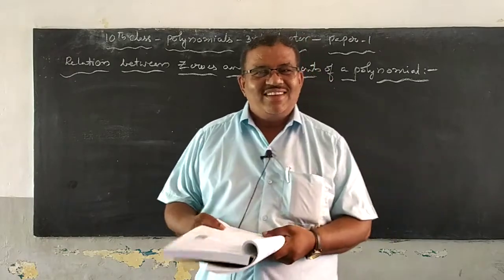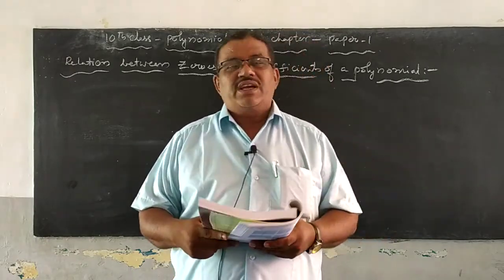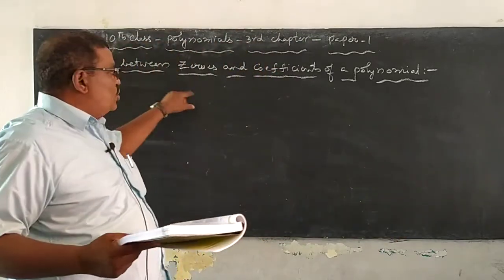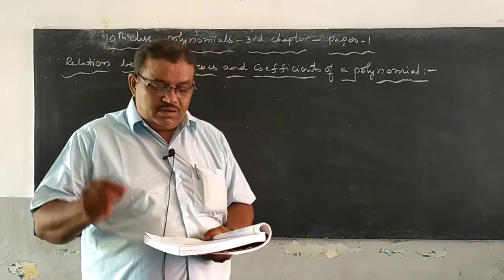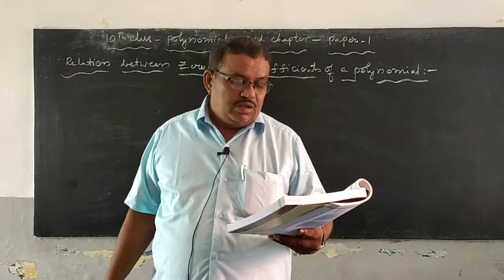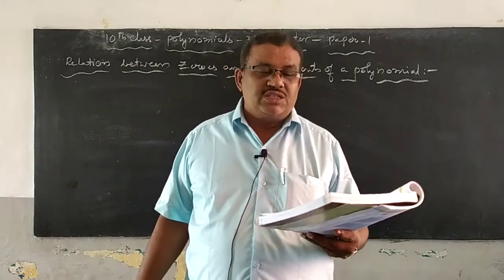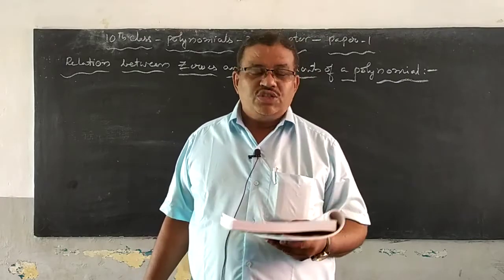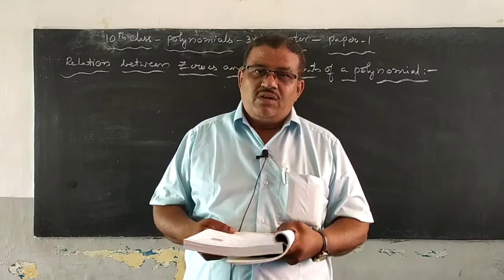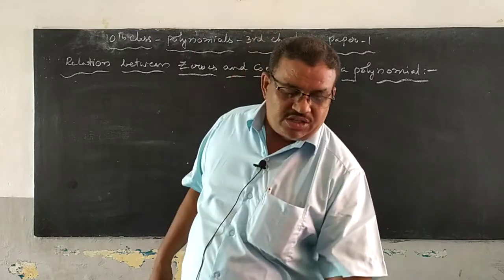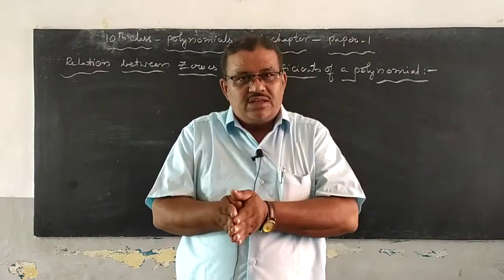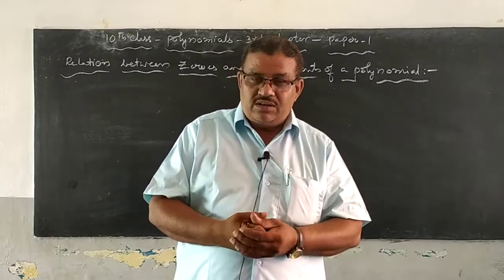Hi 10th class, today once again we have to discuss the relation between zeros and coefficients of a polynomial. So, one more problem we have to do here. p of x is equal to 3x square plus 5x minus 2. Find the zeros and what is the relation between zeros and coefficients. Is there any relation? Yesterday we didn't properly discuss the relation between the zeros and coefficients. Today we are discussing more about that one. Let us see this problem.